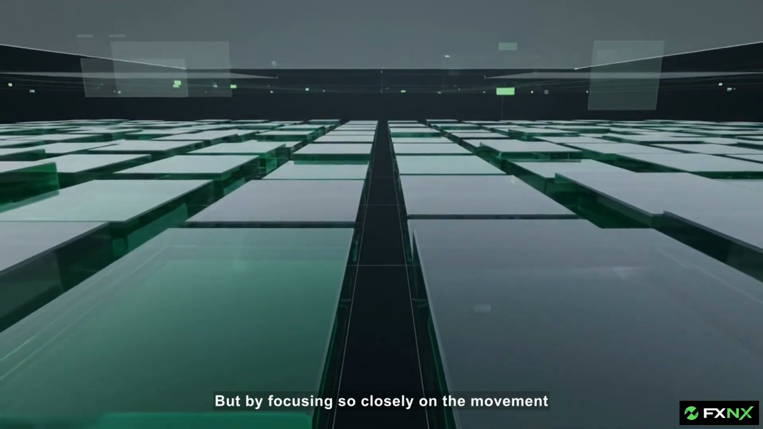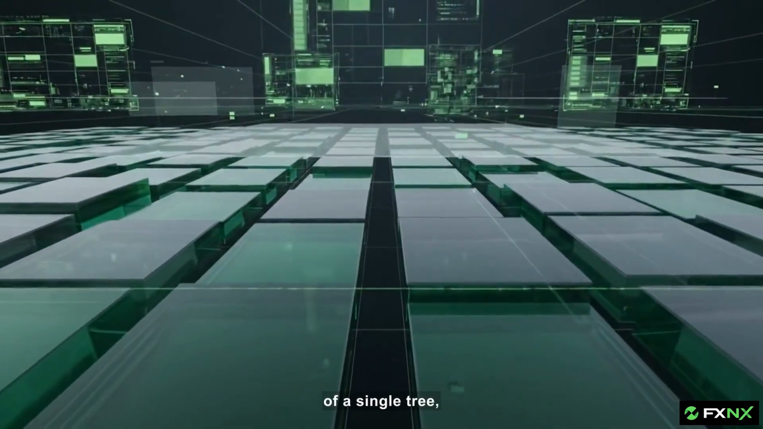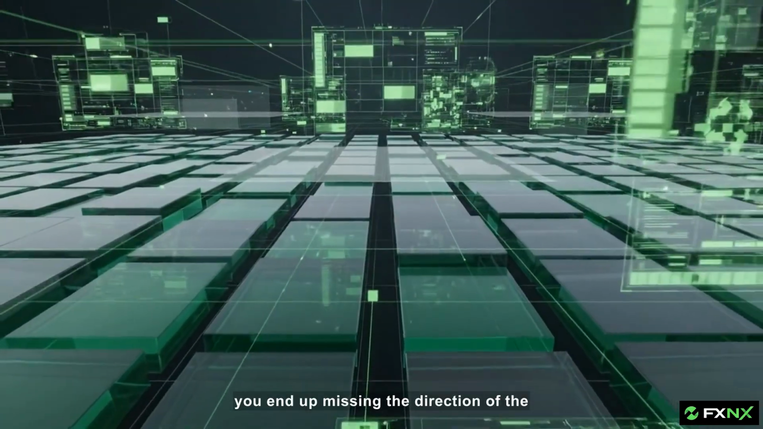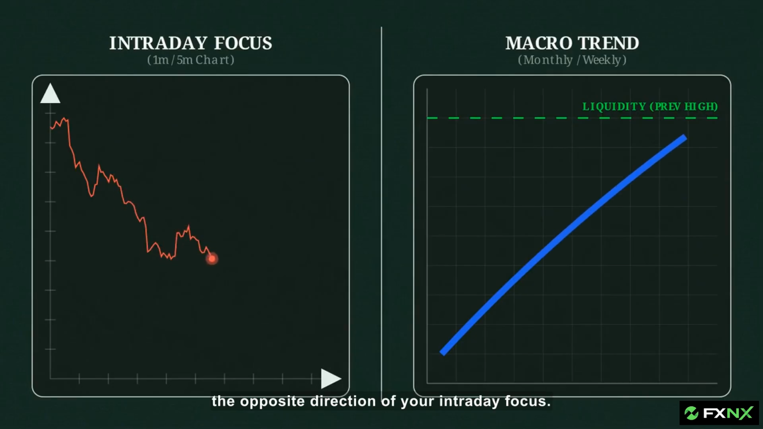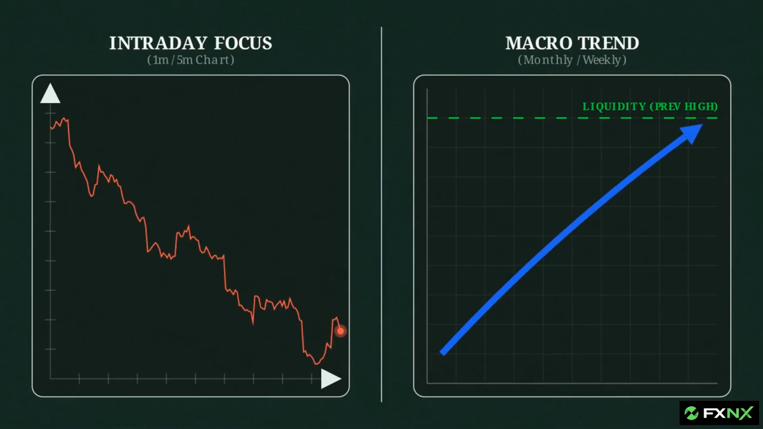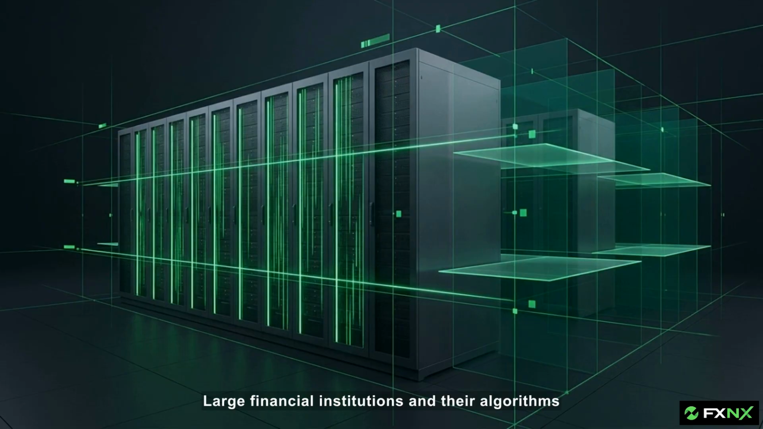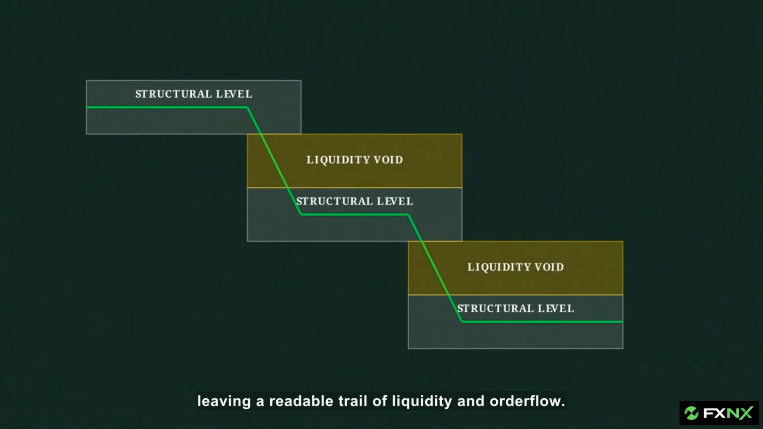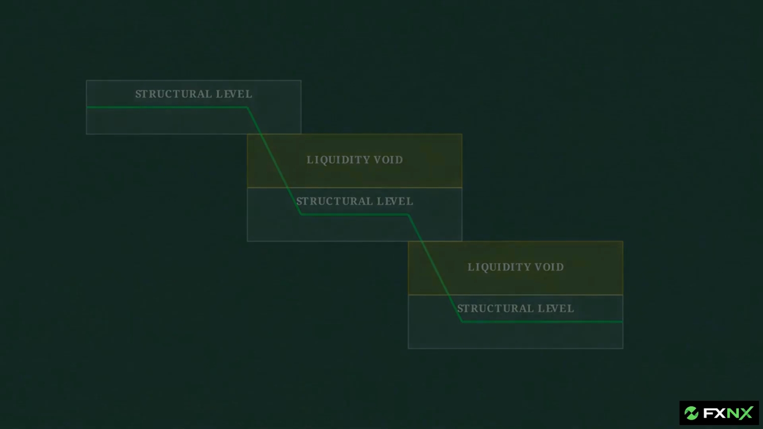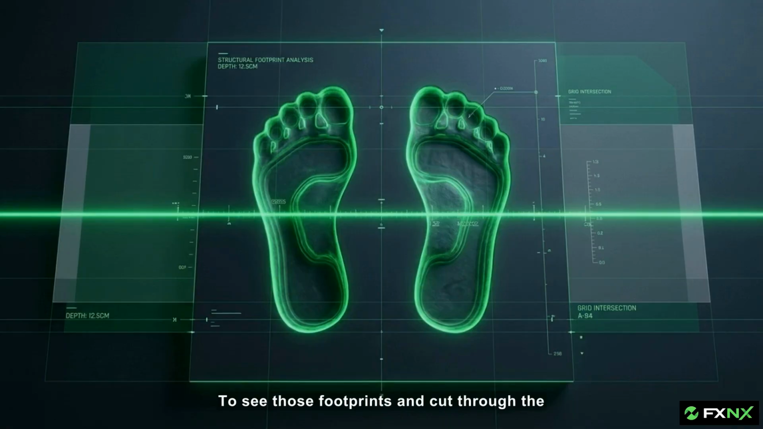But by focusing so closely on the movement of a single tree, you end up missing the direction of the forest. The broader macro trend is often moving in the opposite direction of your intraday focus. Large financial institutions and their algorithms don't operate on these 5-minute fluctuations. They move capital across major structural levels, leaving a readable trail of liquidity and order flow. To see those footprints and cut through the daily noise, you need a specific framework.